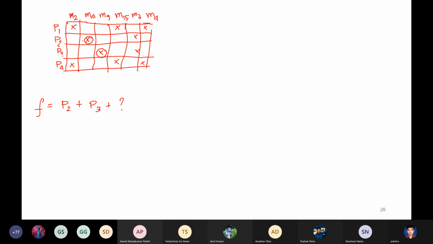So P2 is there. M10, M3 I have already covered. So if I draw a reduced prime implicant chart, I don't need M10, M3 because it is already covered by P2. P3 similarly covers M9 and M3. So M9 and M3 also I don't need because P3 I have already covered it.